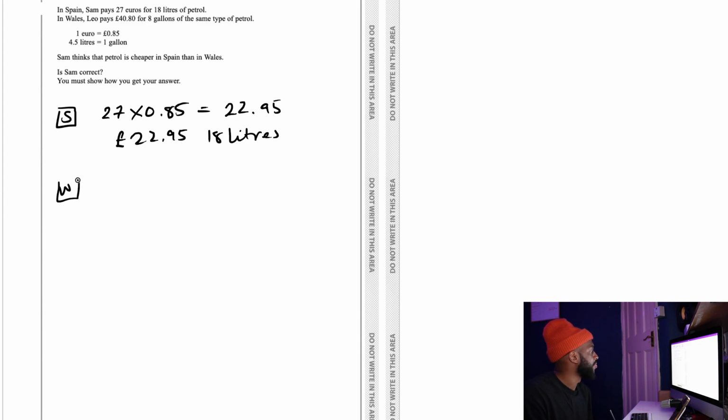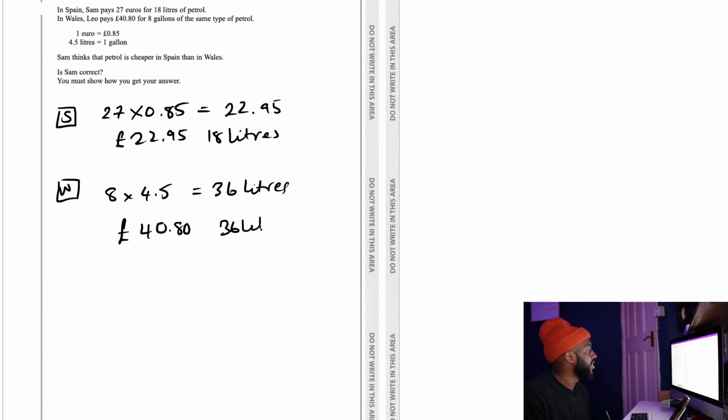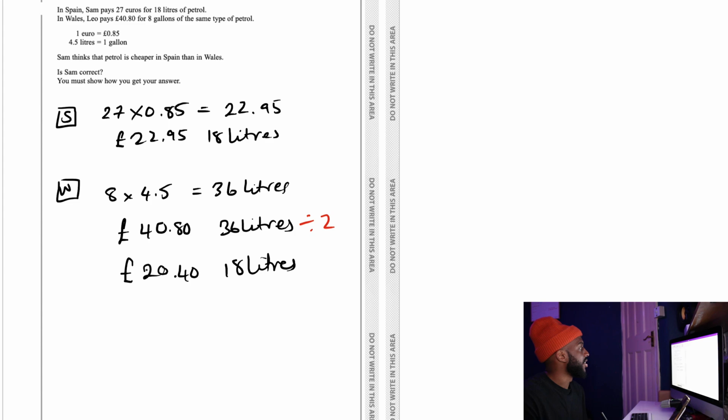Now let's look at Wales. Okay, so it's already in pounds, but I want to change the gallons to litres. So I'm going to do 8 times 4.5, and that gives me 36 litres. So that means he's spending £40.80 on 36 litres of the same petrol. So to be able to compare these better, I'm going to divide this by 2. So they're both 18 litres. So for 18 litres, he's spending £20.40. It says Sam thinks the petrol is cheaper in Spain than Wales. Is Sam correct? So we can see no, Sam isn't correct.